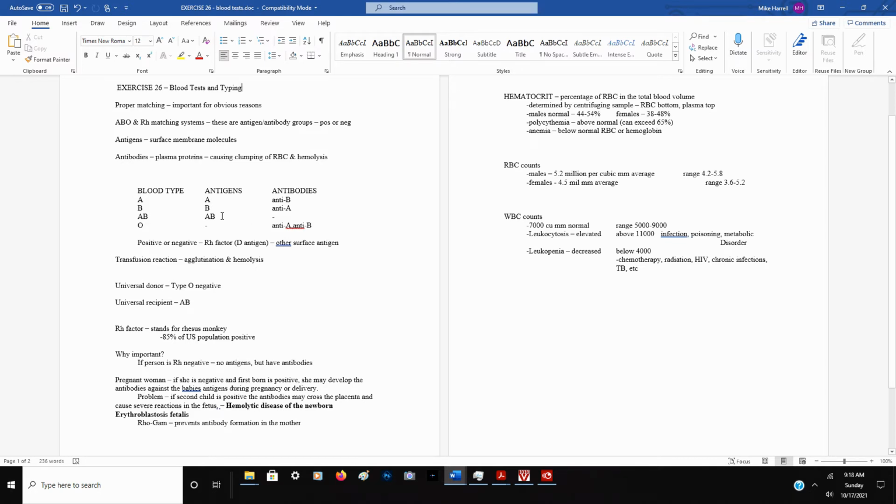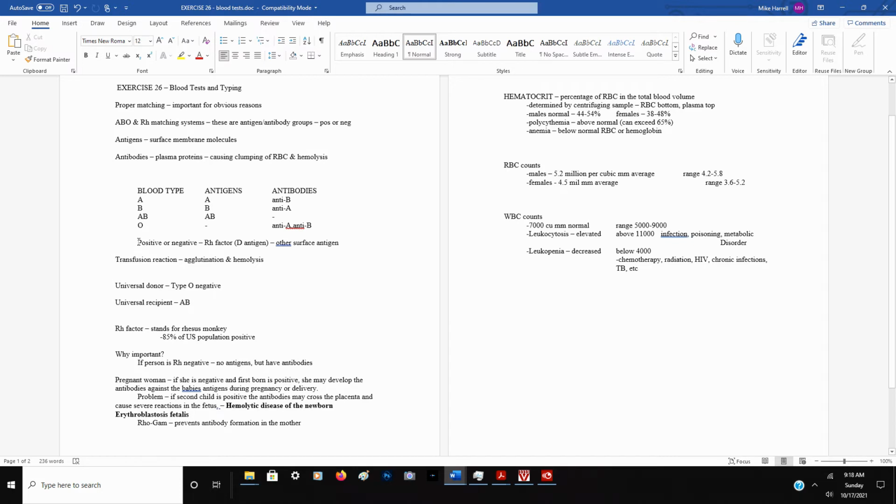Either one would destroy your own reds. And if you have neither protein, you'll have both antibodies. Again, notice how antigen and antibody are always opposite. And then what you always hear added to this right here is that positive or negative.